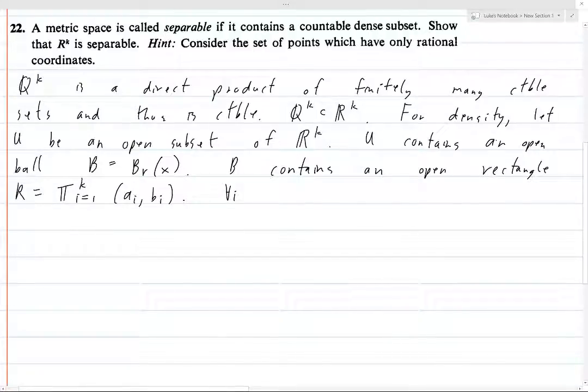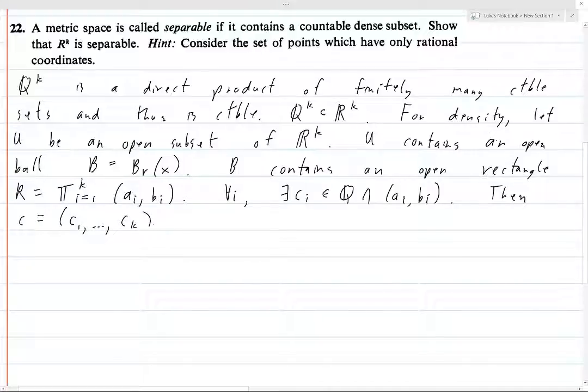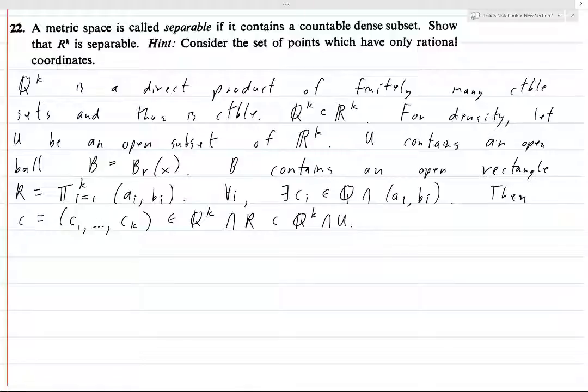Now, for all i, there exists some c_i, which is a rational number, but also in this open interval from a_i to b_i. That's because the rationals are dense in R. Then c, which we define to be the point (c_1, ..., c_k), is an element of Q^k because each entry is in Q, but each c_i is in the interval from a_i to b_i, and so it's going to be in R as well. So it's in the intersection of R and Q^k, and R is a subset of U, so this is contained in Q^k and U. So what that means is that any neighborhood or any open set in R^k contains a point in Q^k.